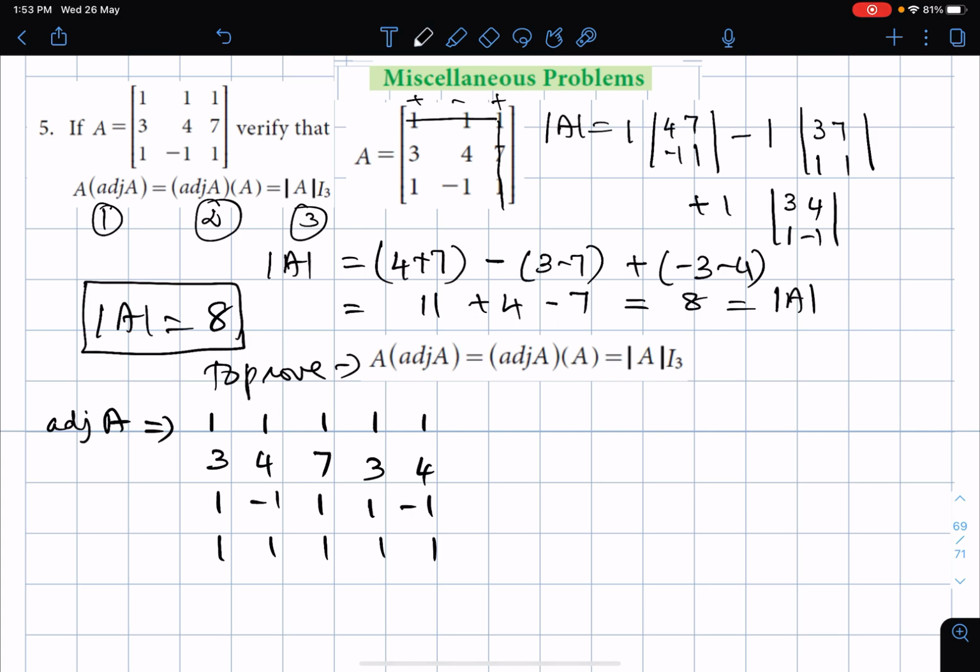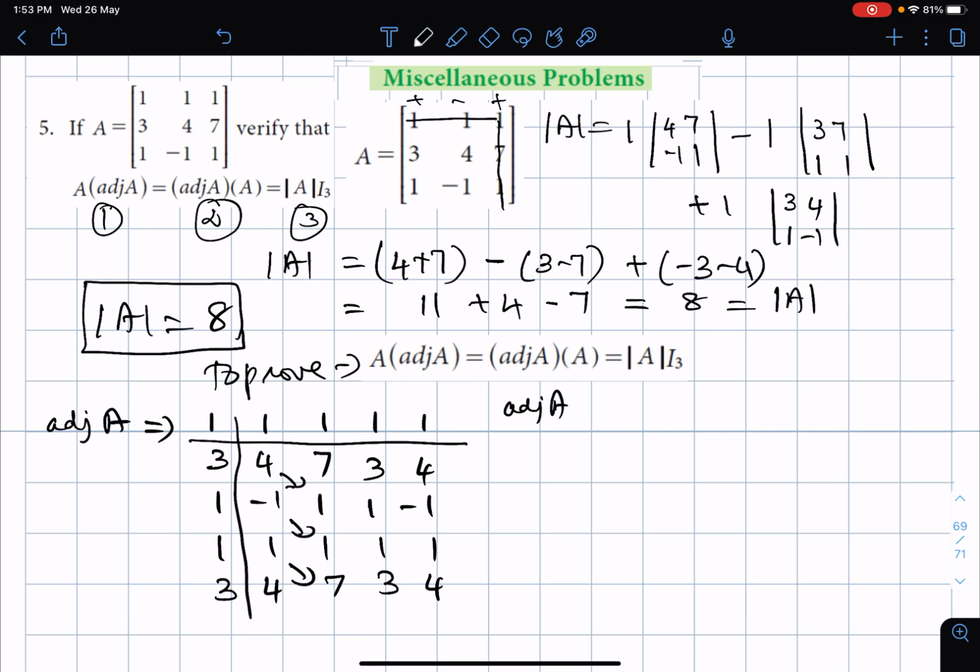This is a shortcut method. I have put a separate video. I will attach that video to this video also. I will pin it up so that you can follow it. So after writing this, delete your first row and your first column. Now you are going to multiply column wise and write it row wise. This is going to be your adjoint A.